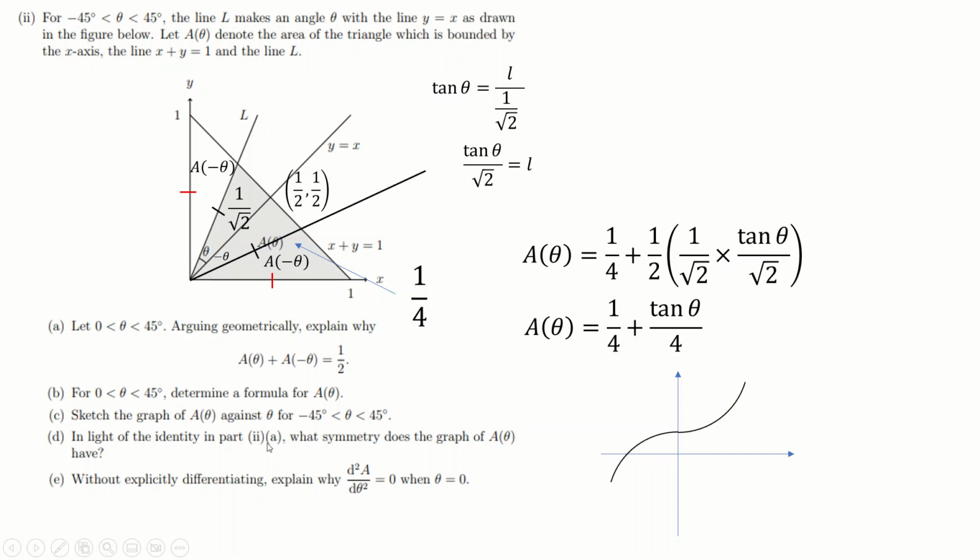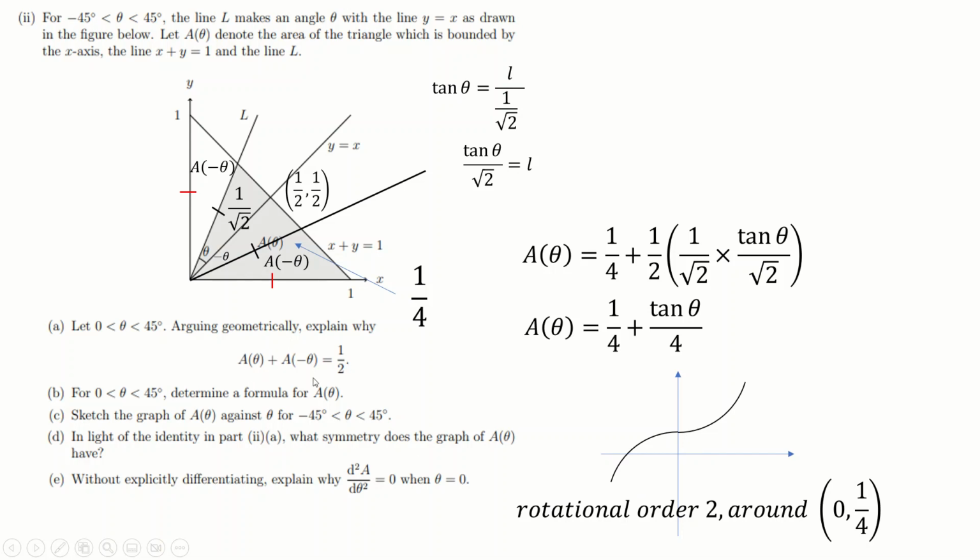In light of the identity of 2 part A, which is this identity here, what symmetry does this graph have? Well, I think this looks a bit like an odd function that I was drawing earlier, except it's not based around the origin, it's based here. So I can say it has rotational symmetry of order 2 around this point, a quarter here. If I were to turn it around this point, just pretend the axes weren't there, I'd have that. And that is the answer.